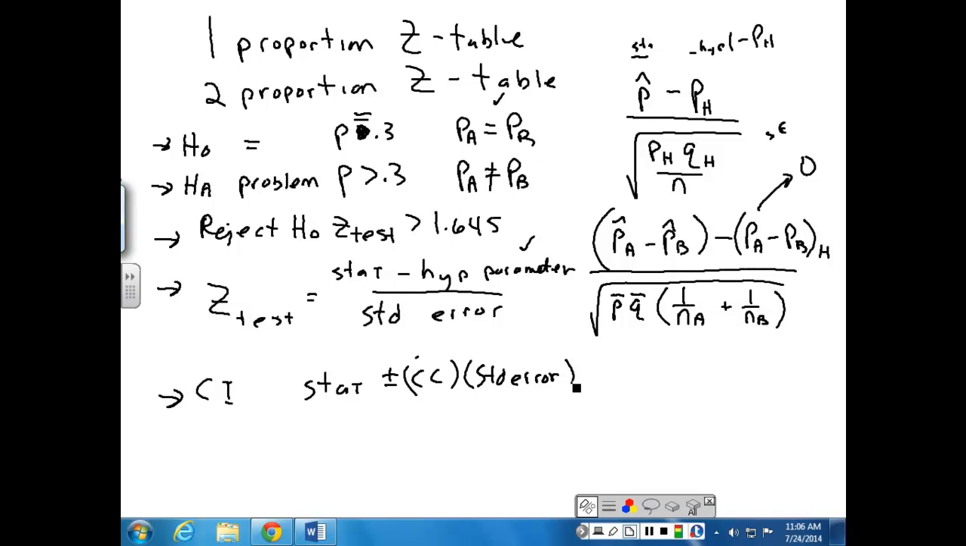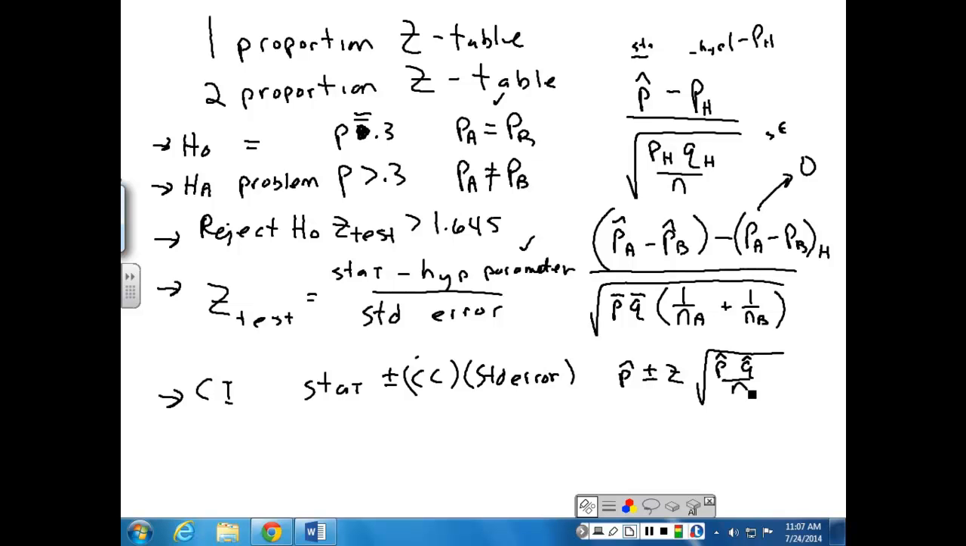One thing I want to go ahead and say right away is that with proportions, both the 1 and the 2 proportion z-test, the standard errors are calculated slightly differently for confidence intervals than they are for hypothesis tests. So when we get to the confidence interval for 1, it's going to be p hat, the statistic, plus or minus z times the square root of p hat q hat over n.